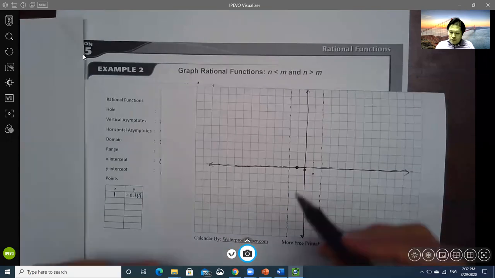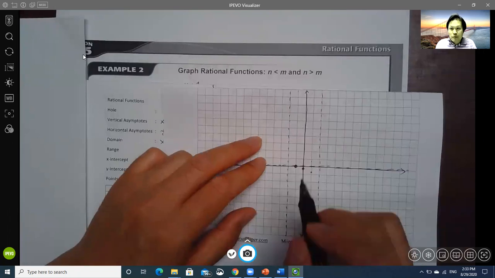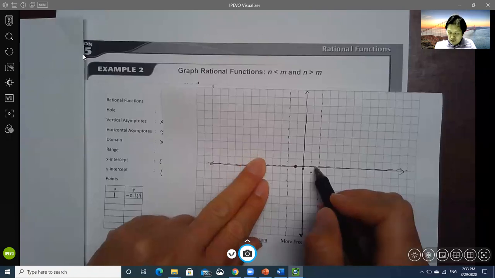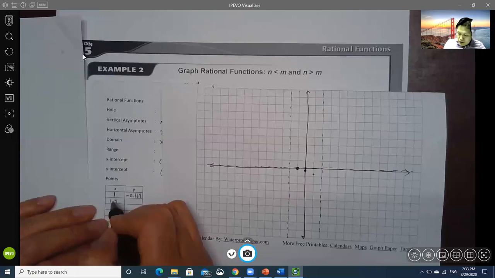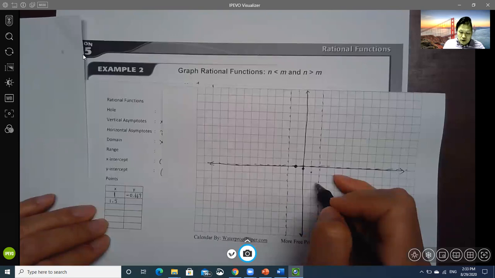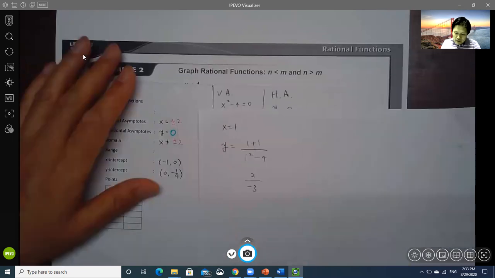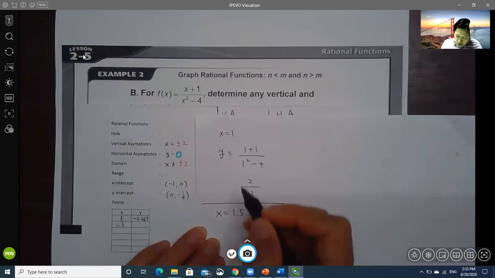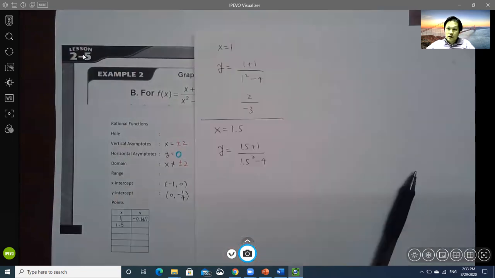Okay, so I am moving more forward like this. To get a better graph, you will need to plug in even small values, like 1.5, because I want to know what's going on here. I think I'm going to use a calculator. So I'm going to plug in x equal to 1.5: y equals 1.5 plus 1 over 1.5 squared minus 4. I'm not doing that by hand.